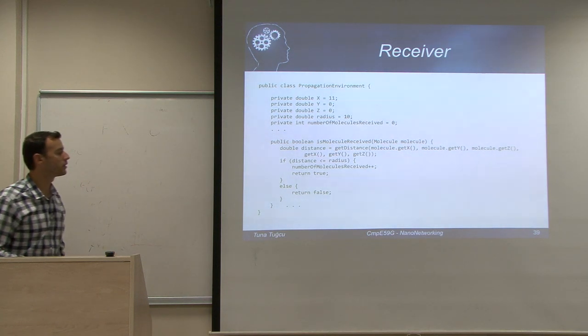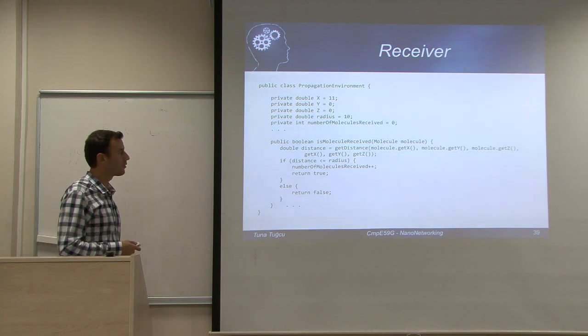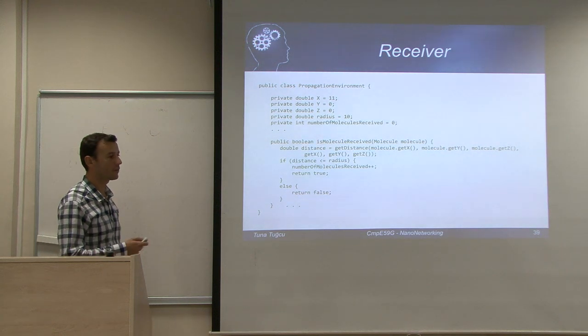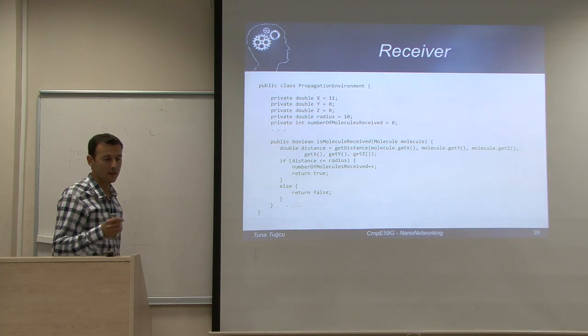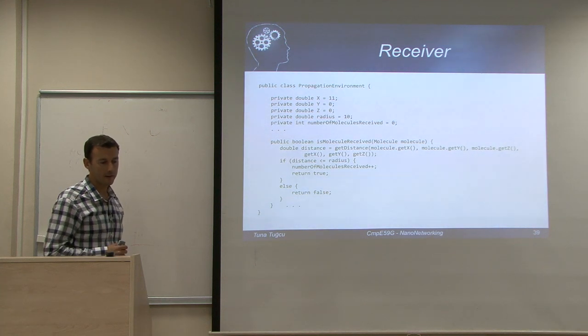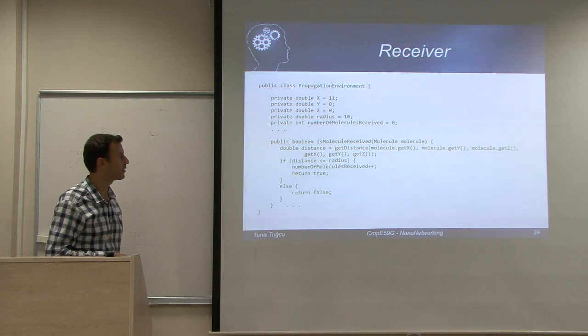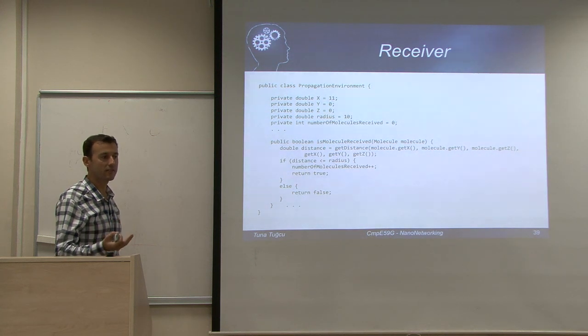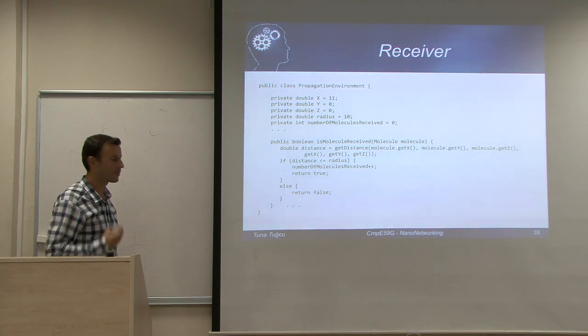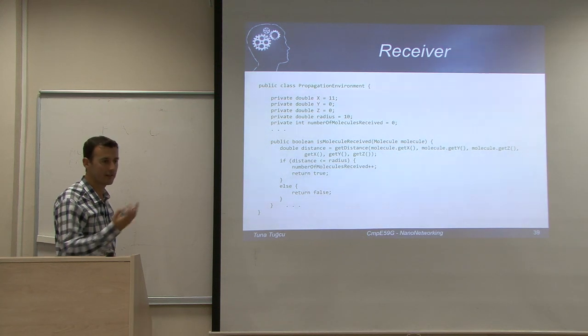And we have a very simple method for checking this. We check the Euclidean distance. In some other simulations we model the real molecules as small spheres, but here we assume that the molecules are points, they don't have any radius. So what we do is check the distance of the molecule to the center of the receiver, and if it is equal to or smaller than the radius, then it is received. Otherwise it's not received.